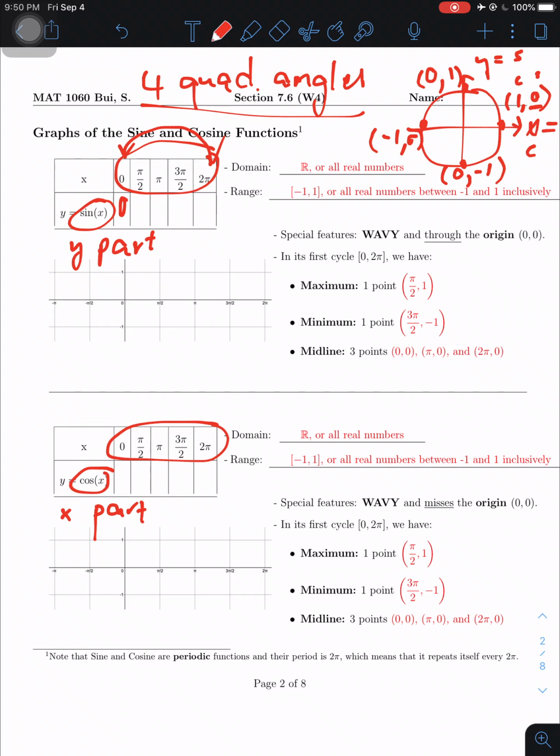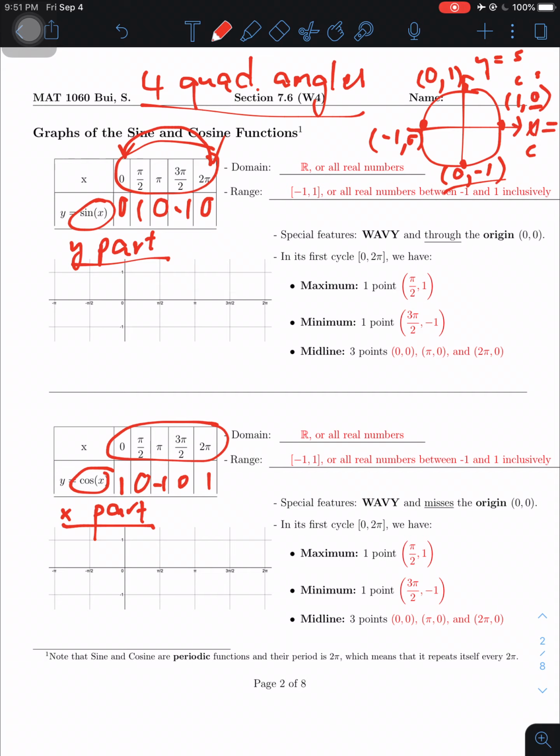Okay. So we're talking about only the y part, right? So we have 0 in here and then 1 and then back to 0 and then -1 because it's the bottom point, and then back to 0 again. Okay. And in the same manner, when we talk about the x part in here, we're going to do 1 and then 0 and then -1 and then 0 and back to 1. Okay, so these are all based on the 4 quadrantal angles and their xy coordinates.